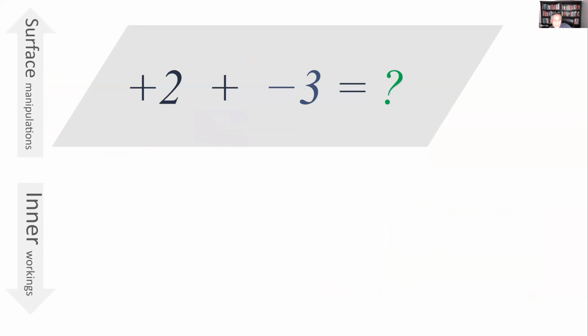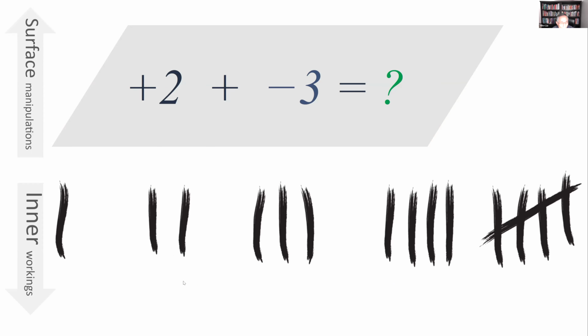Now let's go back to this addition problem. So what's the inner working? Well, what I show over here is a traditional tally mark. That's a 1, that's a 2, that's a 3, 4, 5, tally mark. Very few people have a problem with the tally mark. But the problem is that when we deal with integers, there's no way to represent the positive and negative.